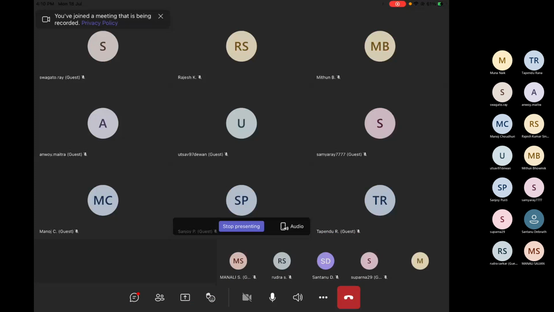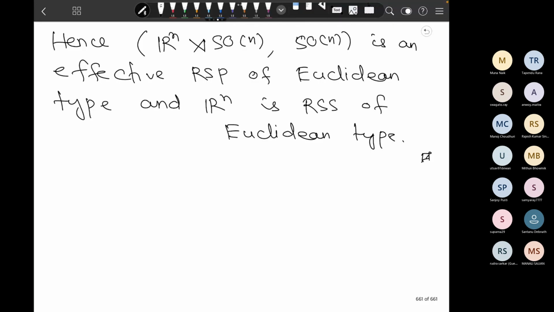Okay, so hence this is an effective Riemannian symmetric pair of Euclidean type. For those who joined a little late, I have to tell you something which Manoj Da has asked and Swagat Rai sir has explained. In the last lecture, Manoj Da asked that if (G, H) is a Riemannian symmetric pair of Euclidean type.